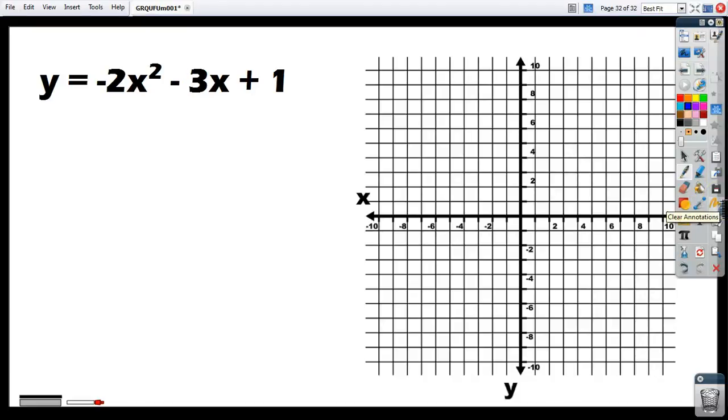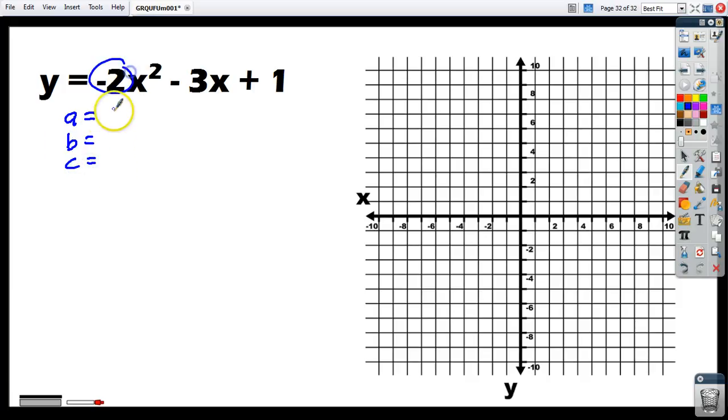Alright, so let's take a look at one last example of what our work should look like today. So first off, before we actually graph the parabola itself, let's start to predict what we think we should get. Let's take a look at our coefficients A, B, and C.